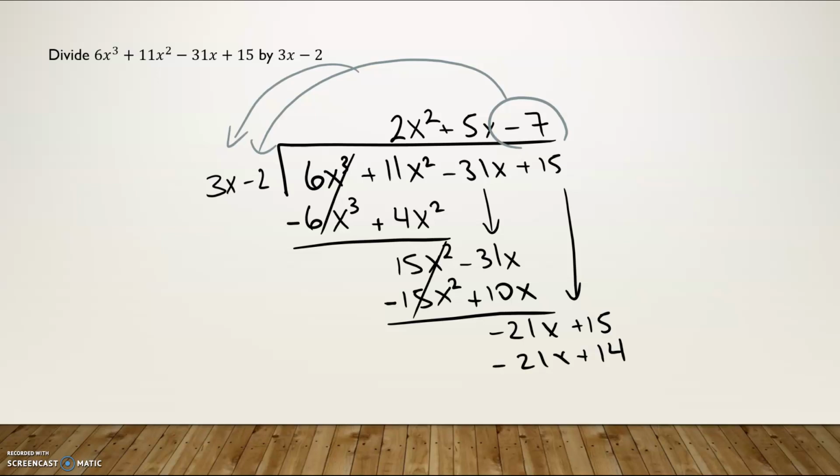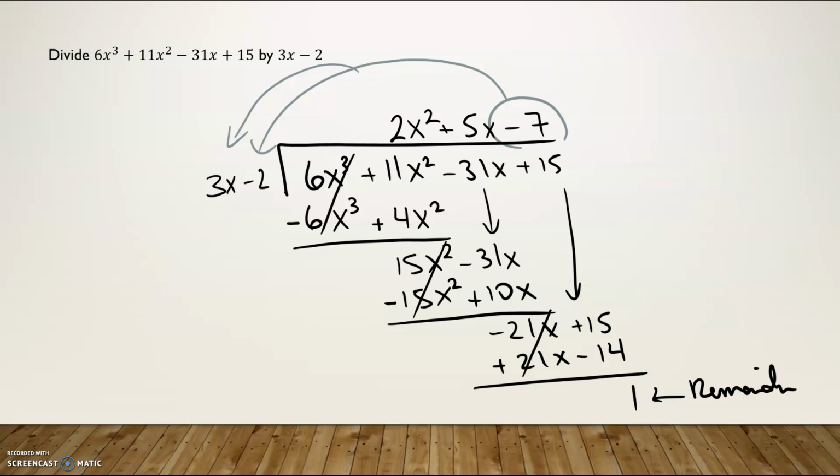Now I'm going to change the sign, so this will become positive, and this one will become negative. This cancels out, and then 15 minus 14 is just 1. So this is my remainder.